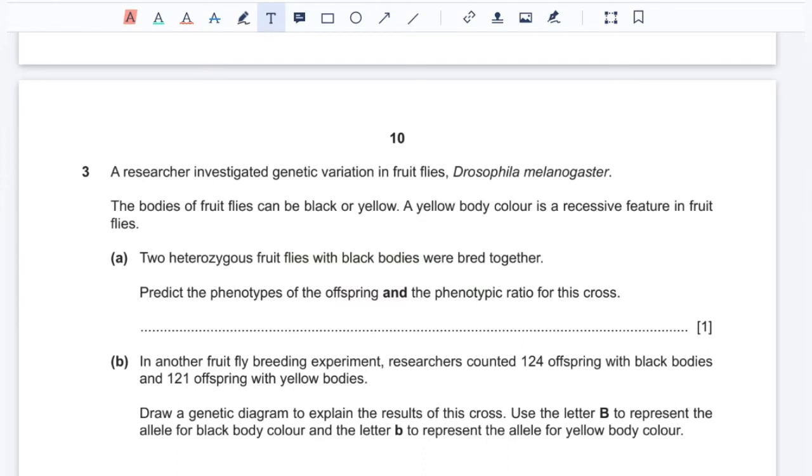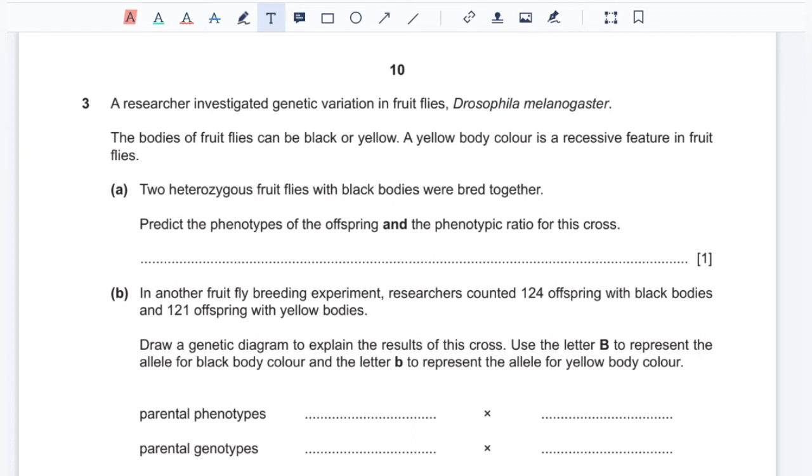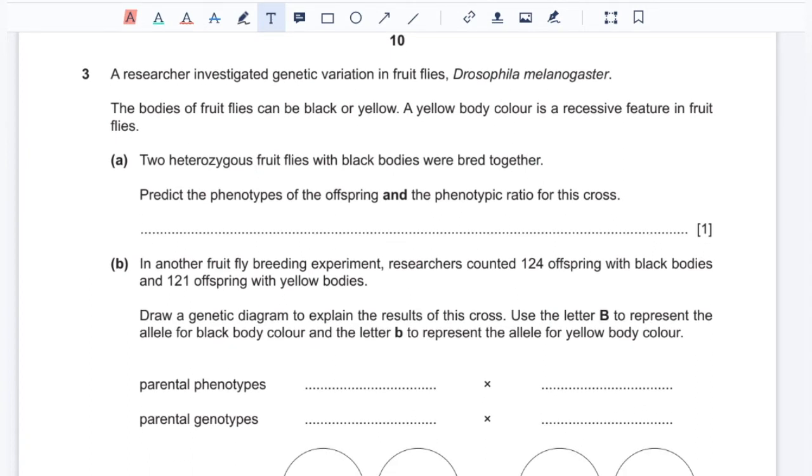Three, a researcher investigated genetic variation in fruit flies, Drosophila melanogaster. The bodies of fruit flies can be black or yellow. A yellow body color is a recessive feature in fruit flies. Two heterozygous fruit flies with black bodies were bred together. Predict the phenotypes of the offspring and the phenotypic ratio for this cross.